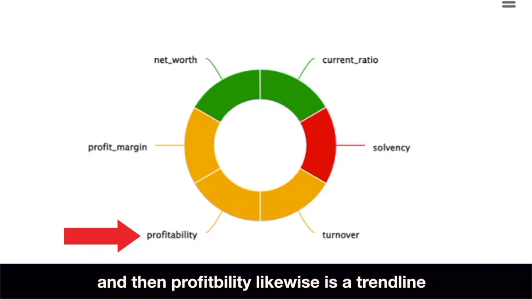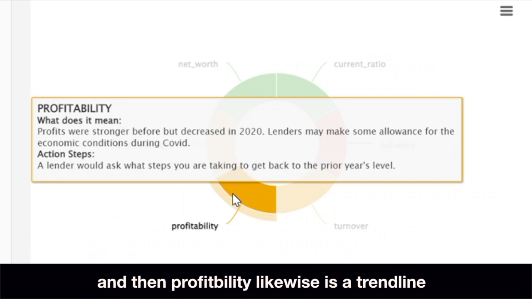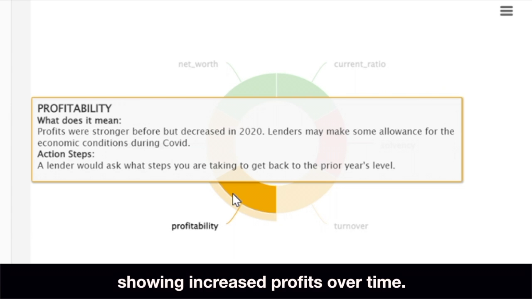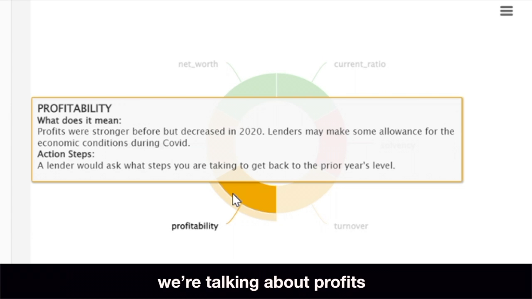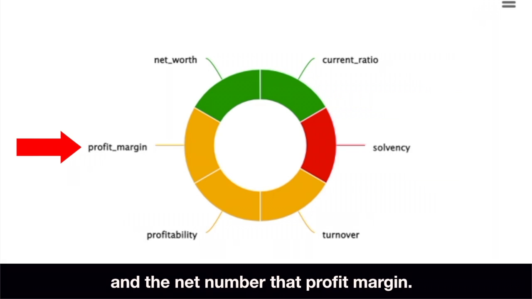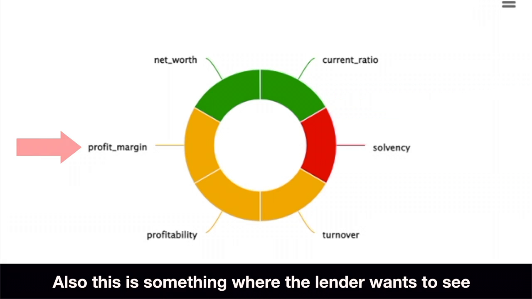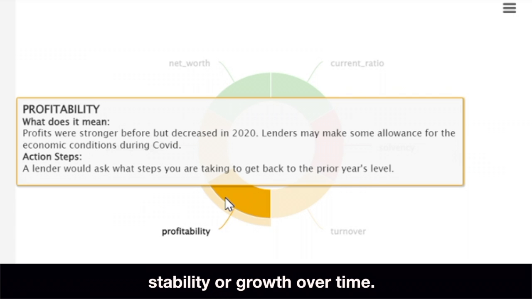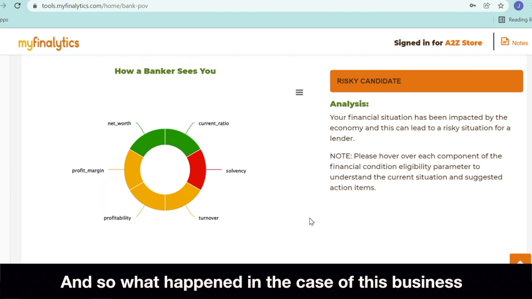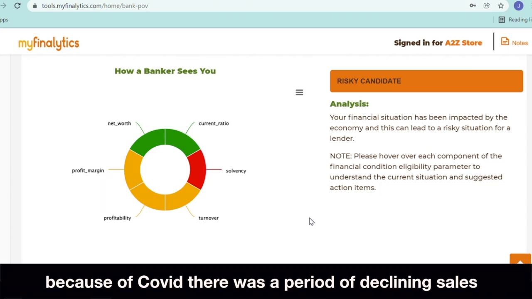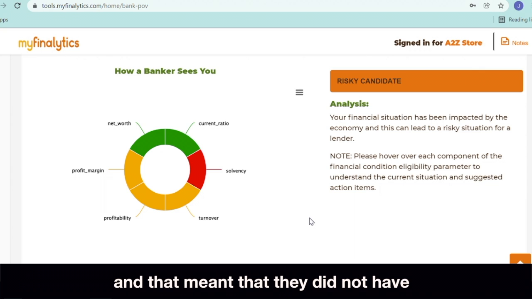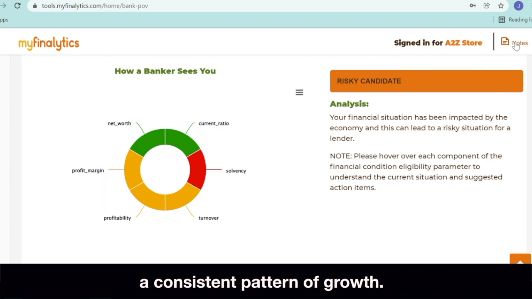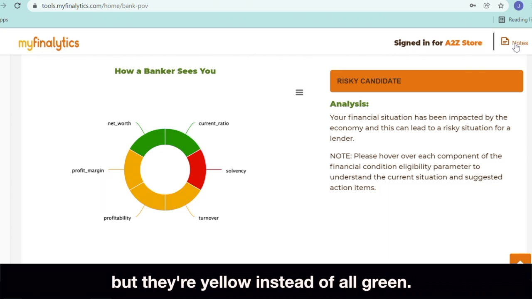And then profitability, likewise, is a trend line showing increased profits over time. So not just sales now, we're talking about profits. And then that number, that profit margin, also this is something where the lender wants to see stability or growth over time. And so what happened in the case of this business, because of COVID, there was a period of declining sales, and that meant that they did not have a consistent pattern of growth. The numbers weren't all bad, but they're yellow instead of all green.